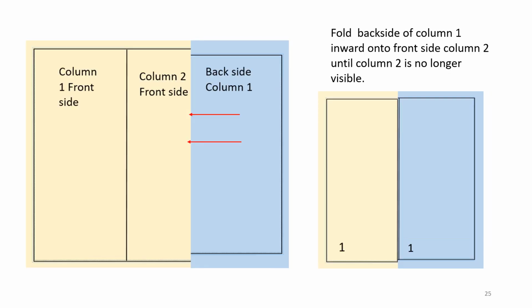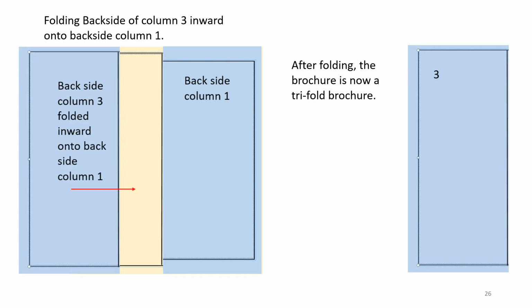Fold backside of column 1 inward onto the front side column 2 until column 2 is no longer visible. Folding backside of column 3 inward onto the backside of column 1. After folding, the brochure is now a trifold.